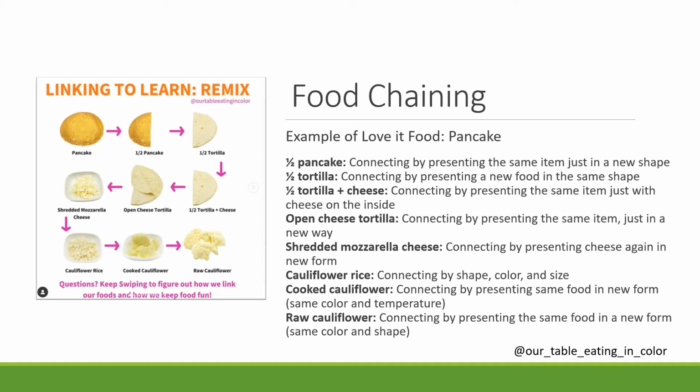When you move from the cauliflower rice to the cooked cauliflower, you can again see that it's the same color and temperature, but it's a new form of that food being cauliflower. And then again, moving into the last one listed of the raw cauliflower, you can see it's the same food, it's the same color, it's the same shape, but this time we are presenting it in a new form, being a different temperature and a different texture. So you can see how this can help get you from something like a pancake to maybe an end goal of cauliflower, and you can do this at home.